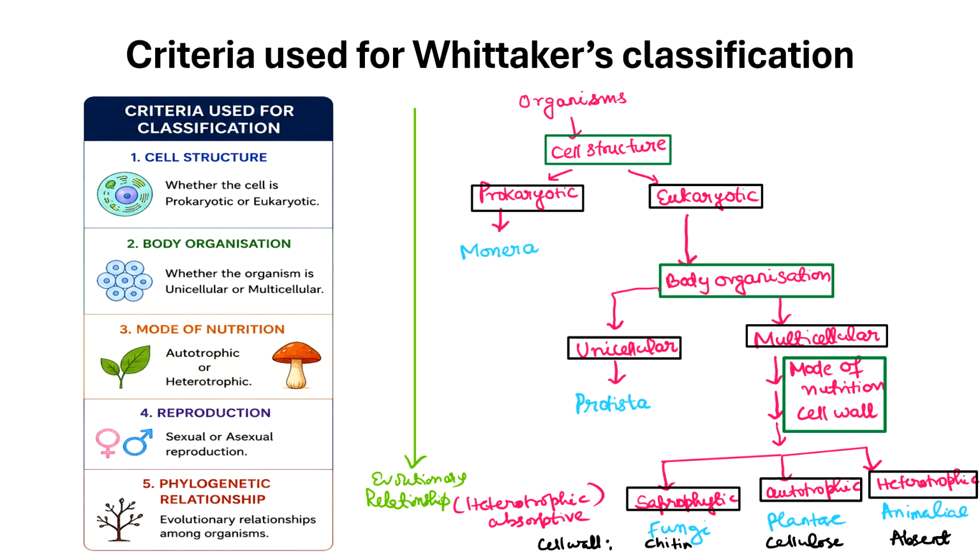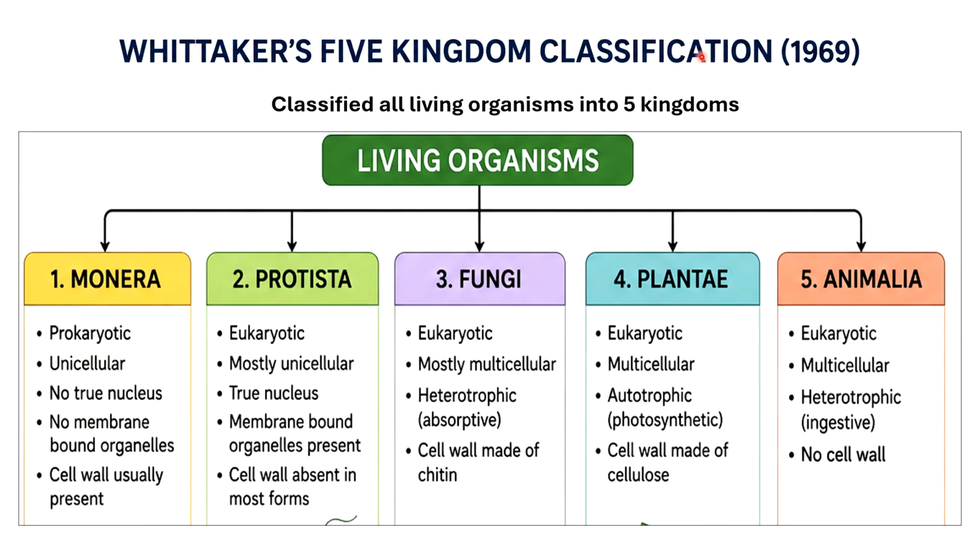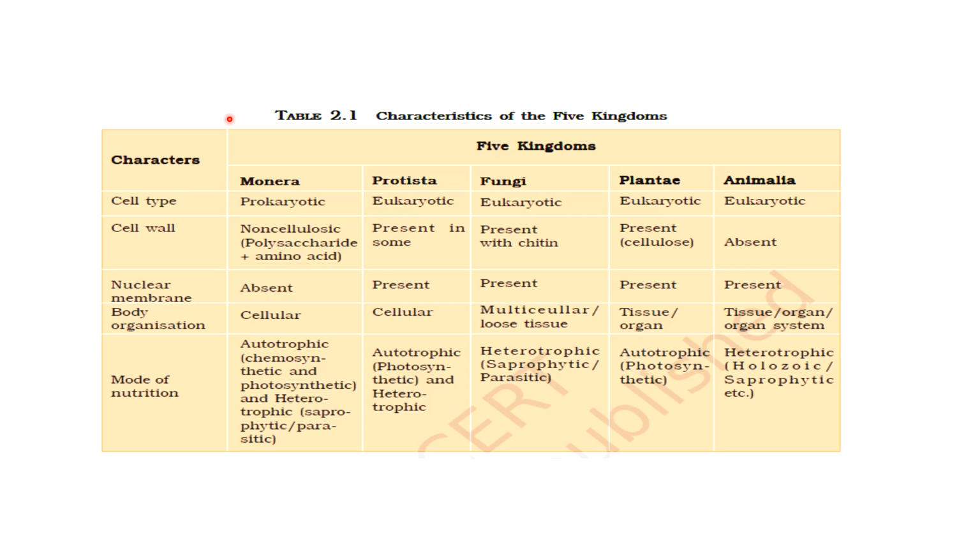Clear? So Whittaker's five kingdom classification, which was given in 1969, classified all the living organisms into Monera, Protista, Fungi, Plantae and Animalia. These are the five kingdoms. Let us now understand the table which is given in your textbook and describes the characteristics of the five kingdoms. The first kingdom is Monera, which comprises all the prokaryotic organisms.